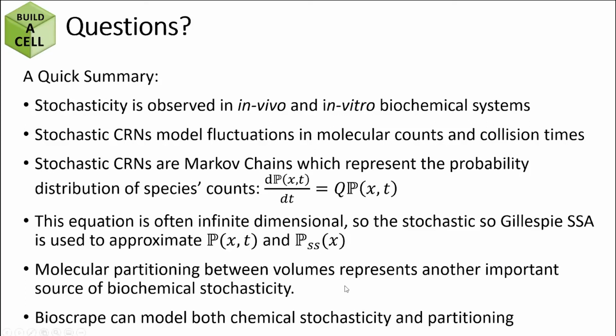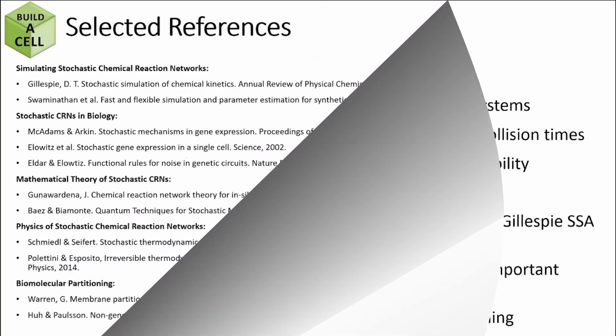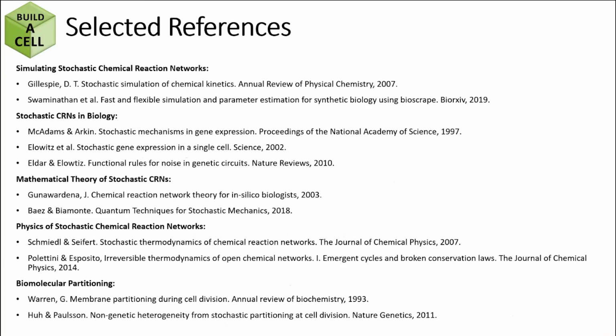Another source of stochasticity is molecular partitioning between volumes due to fluctuations in spatial distributions. And partitioning is hard to differentiate from the fluctuations in collision times. These things look very similar mathematically. And in our workshop, we'll be using bioscrape to model both chemical stochasticity and partitioning. So here are some references. There's a lot of great literature, experiments, and theory out there, which I highly recommend you look at if you're interested in this.